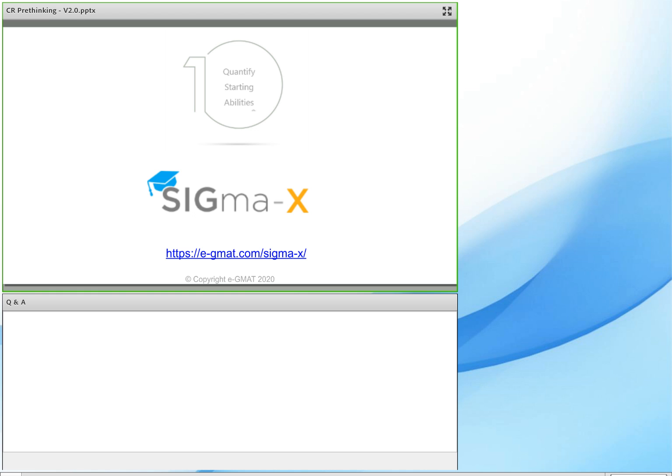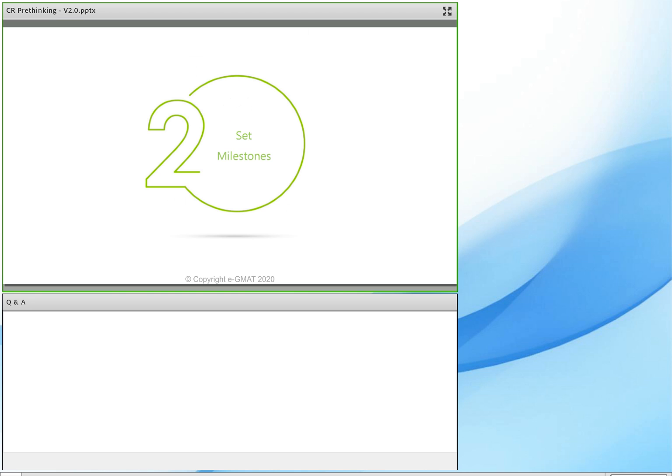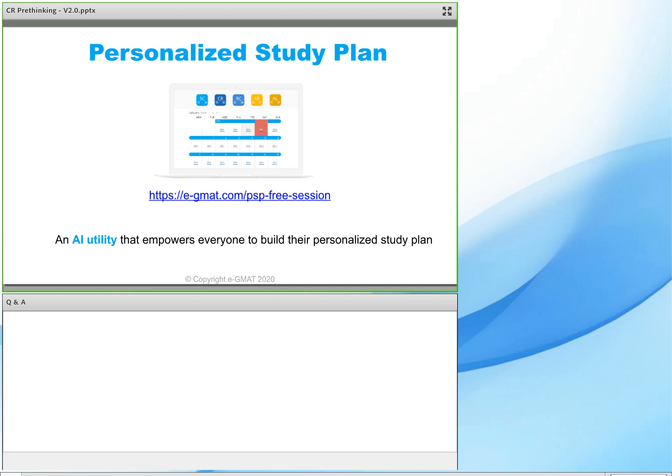The first thing is you quantify your starting abilities. You take a sigma X mock. It's the only mock in the world that gives you ability scores. If you want your ability scores other than taking a sigma X mock, you've got to take an in-center GMAT. Then you have to pay $30 for your enhanced score report to get those starting abilities. The second step, once you have those starting abilities, is you set those milestones.